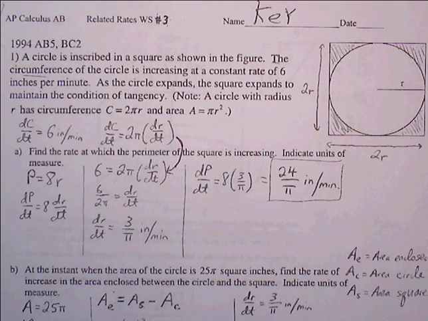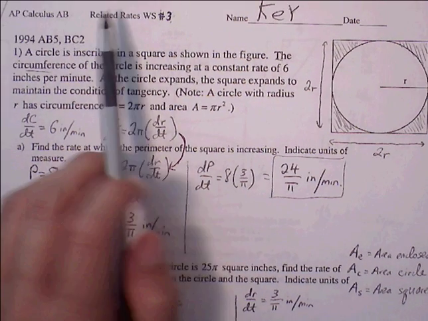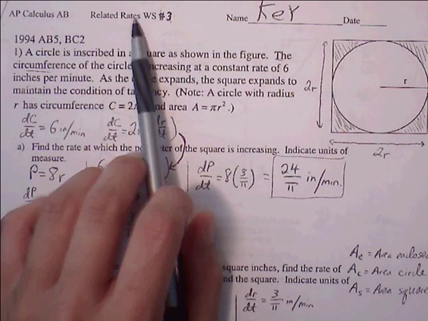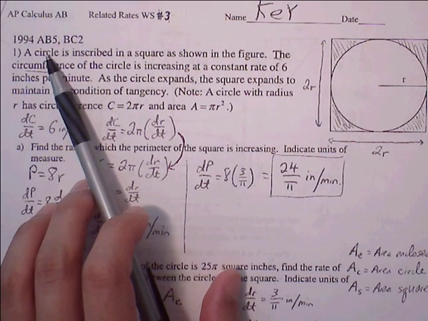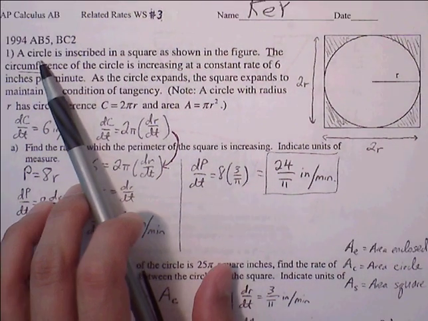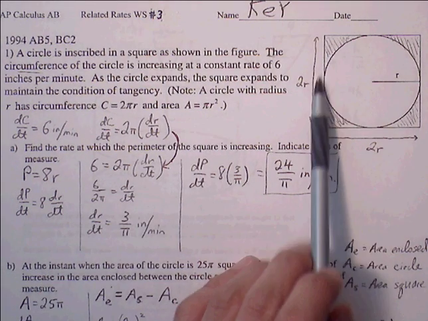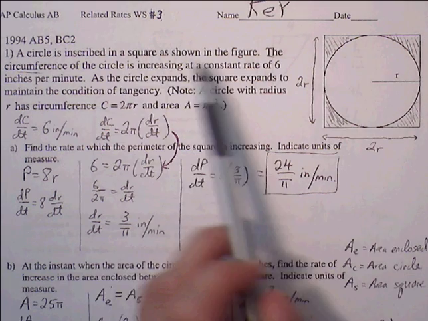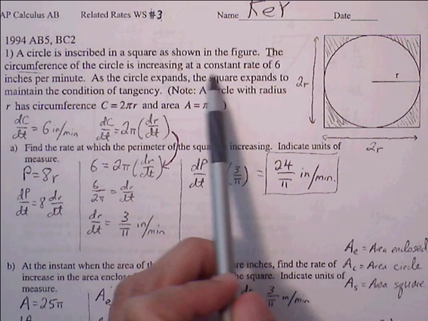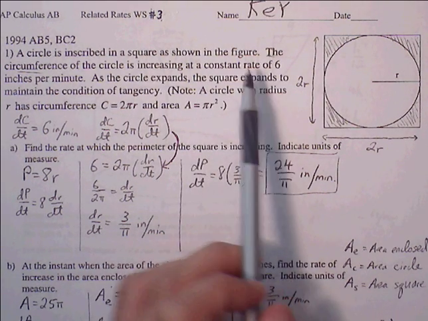Right, we're looking at Related Rates Worksheet 3. This is one of an older FRQ problem from College Board. A circle is inscribed in the square as shown in the figure. So we have a circle inscribed inside a square. The circumference of the circle is increasing at a constant rate of 6 inches per minute.